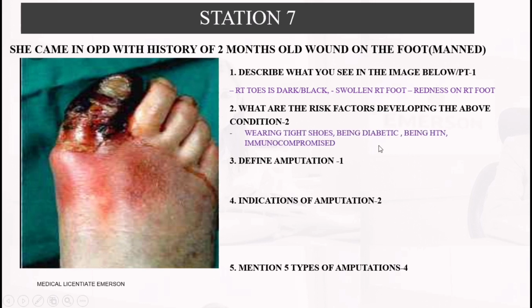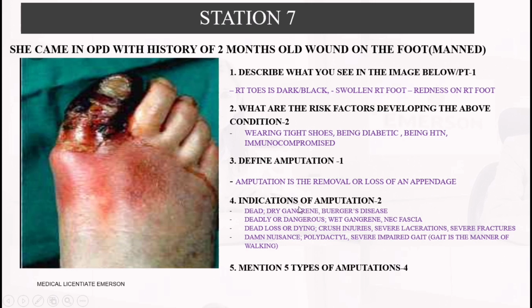Okay. So what are the risk factors for developing the above condition? Some of these factors are wearing tight shoes, being diabetic, being hypertensive, and also individuals who are immunocompromised is a risk factor as well. But of course, there are also other risk factors. Then define amputation. So amputation is a removal or loss of an appendage. So that's the definition for amputation, and it's 1 mark.